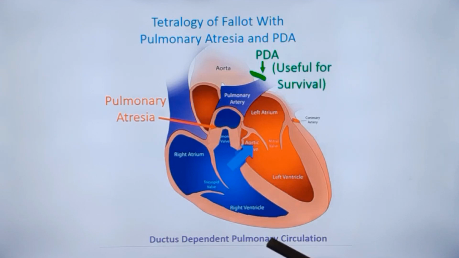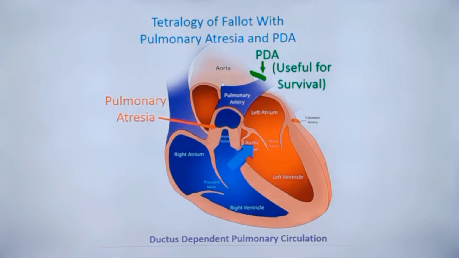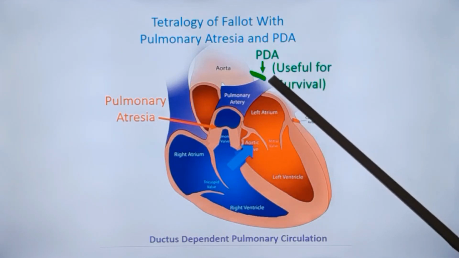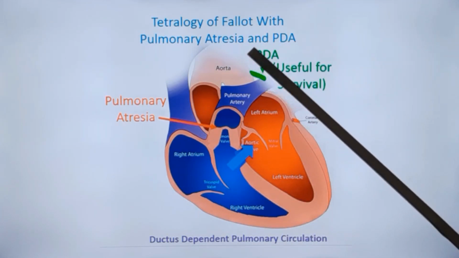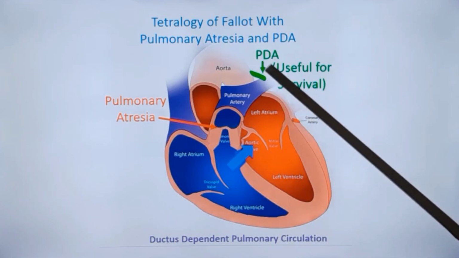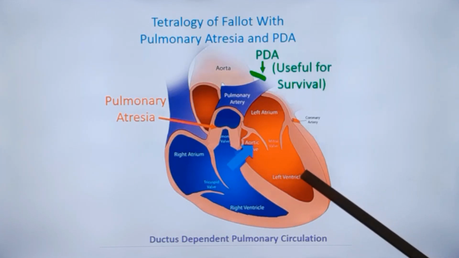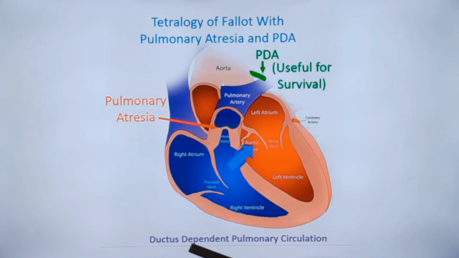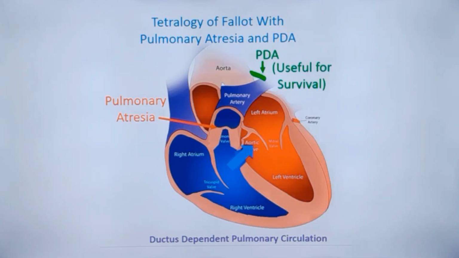Whenever there is a ductus dependent circulation, we want to prevent spontaneous closure of the PDA, which will cause rapid deterioration. So what is done is that immediately a prostaglandin infusion is given so that the ductus remains patent. And after that, sometimes a ductal stenting may be done, or an aortopulmonary anastomosis like a modified Blalock-Taussig shunt can be done to increase pulmonary blood flow in ductus dependent pulmonary circulations. And finally, intracardiac repair of tetralogy of Fallot has to be done for a definitive repair.